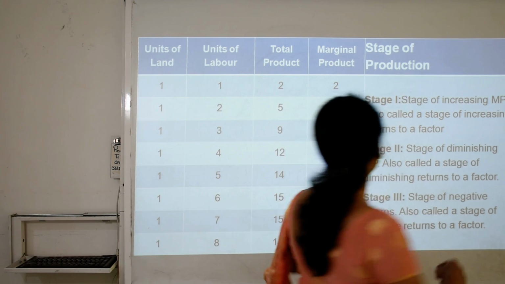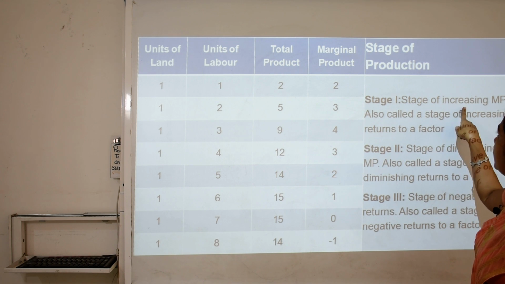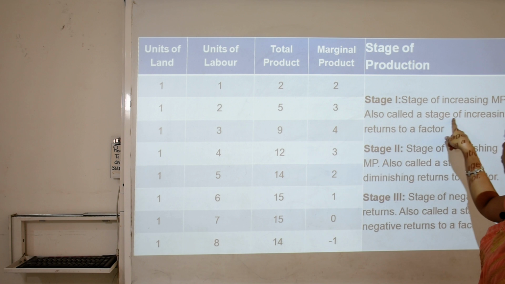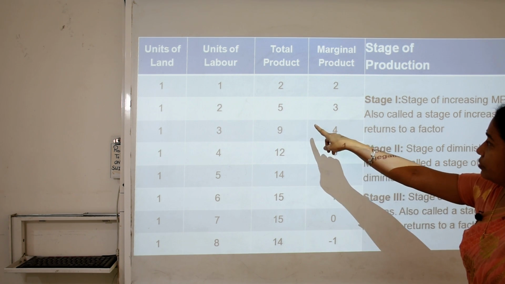Now here you can see stage 1, this particular stage where we say stage of increasing marginal product, that is, marginal product which is increasing. It is also called the stage of increasing returns to a factor. Even total product is also increasing.